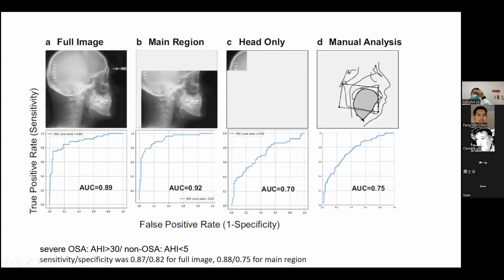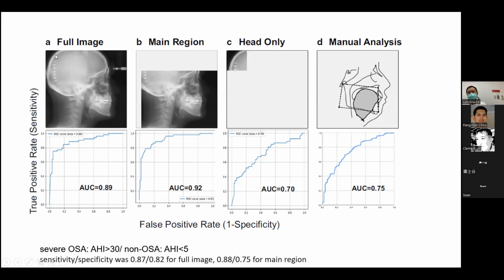And the result of this paper is a binary outcome. One outcome is patients with low risk of OSA, which means the patient has AHI less than 5. Another group is patients with AHI more than 30. And this paper further divided into 4 groups. The 4 different groups use different input data.